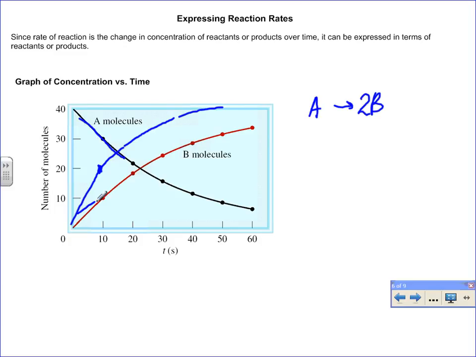Okay, so if you look at the slope of the tangent here and the slope of the tangent there, in the second example, it's going to be double. So just a couple of things to consider here. The rates of the reaction are going to reflect the stoichiometry, and the instantaneous rate of reaction is going to be the slope of a tangent at a given moment in time.